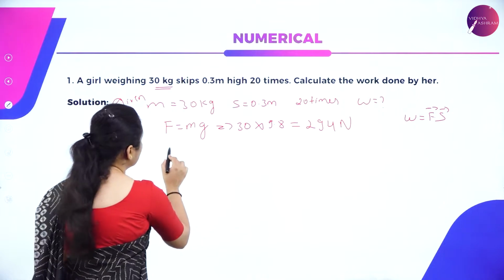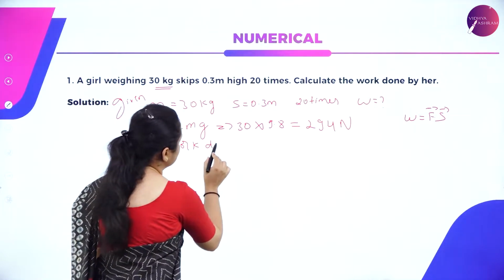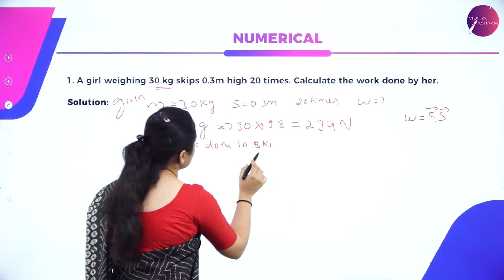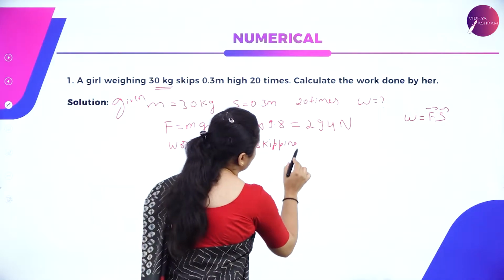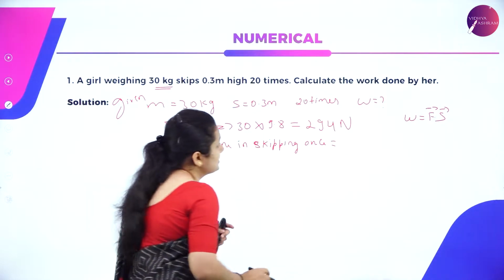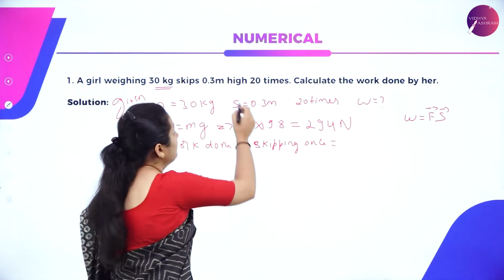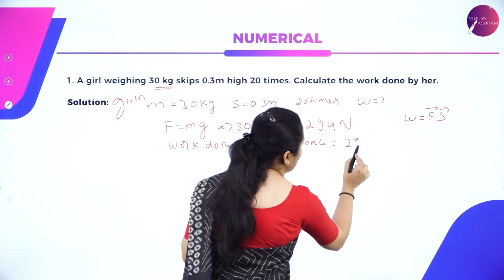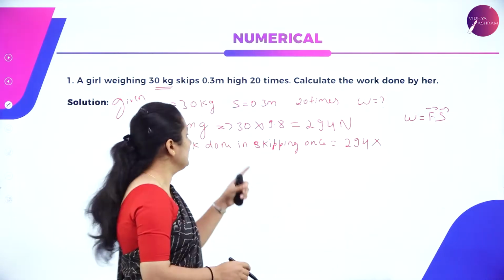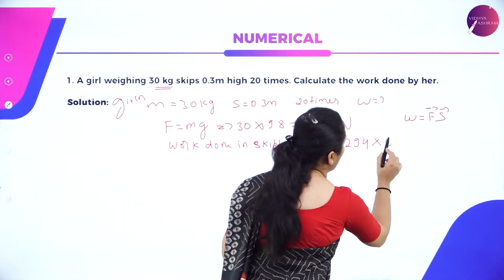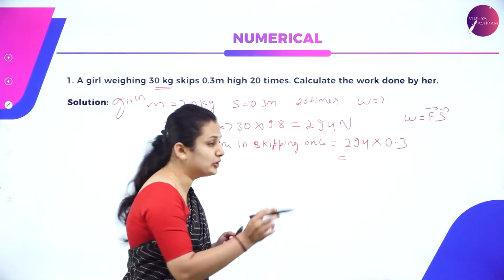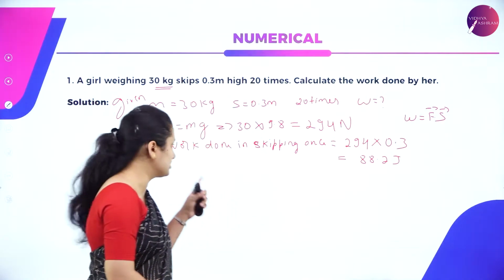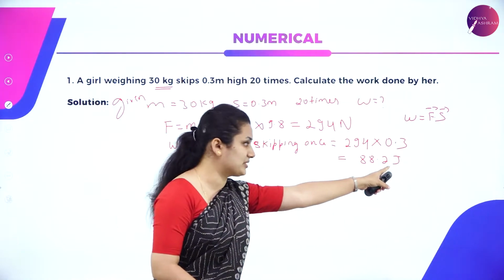Now what is the work done in skipping once? She is skipping 20 times. Height 0.3 meter. So what is the work done in skipping for once? It is force 294 into 0.3. So what is the value that you get when you multiply? It will be 88.2 joule. Work is measured, SI unit for work done, it is joule, represented by J.